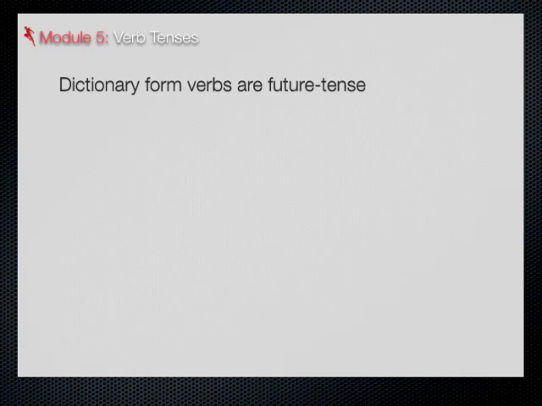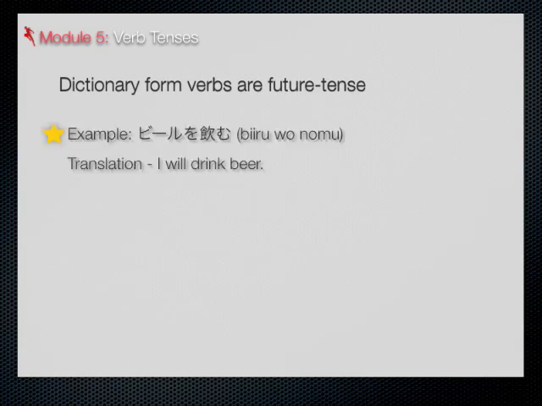So the first thing to note is that Japanese verbs that you pull straight from the dictionary are already in their future tense. A lot of the times in English, we'll append a "will" in front of the verb, for example, "I will go to Japan," to indicate future tense. But in Japanese, that's not necessary. So let's look at an example, which is biru o nomu. Nomu is the dictionary form of the word drink, and this translates to "I will drink beer."